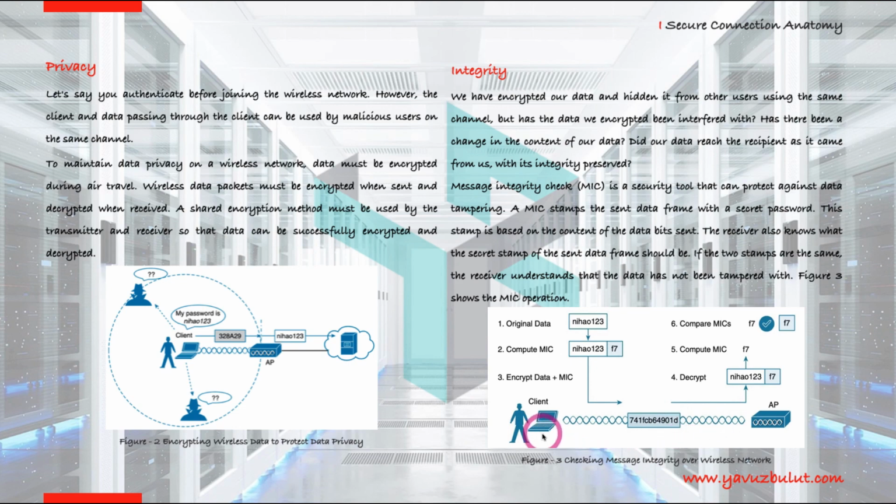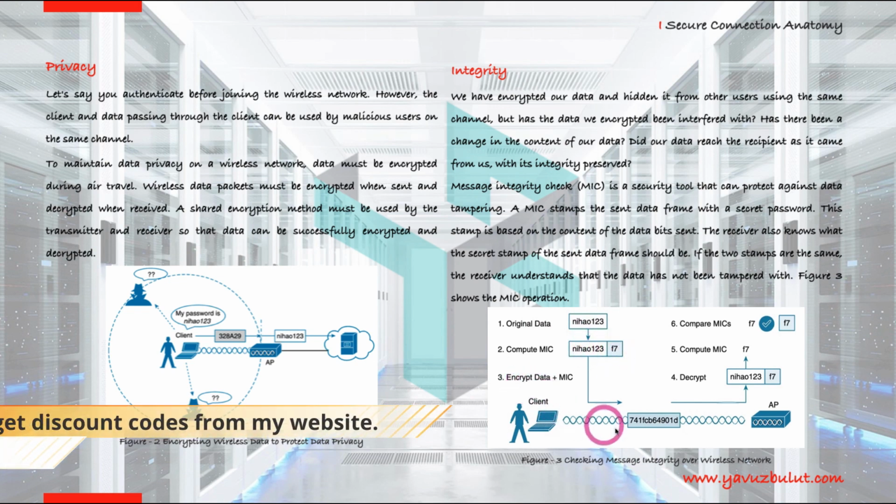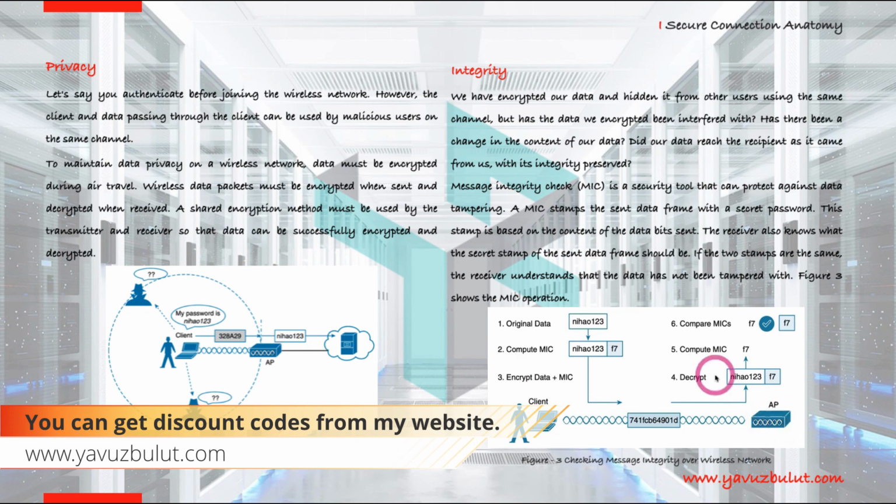When the user is going to send the message, he adds a message integrity check to the original data, sends the data to the access point by encryption, decrypts the data in the access point, and then the message integrity check is verified and gives confirmation. In this way, we ensure the integrity of the message.